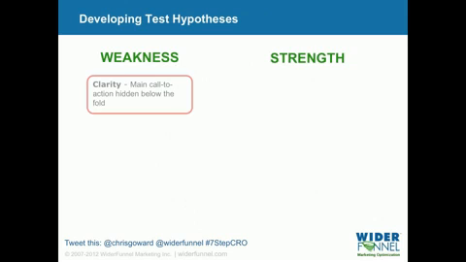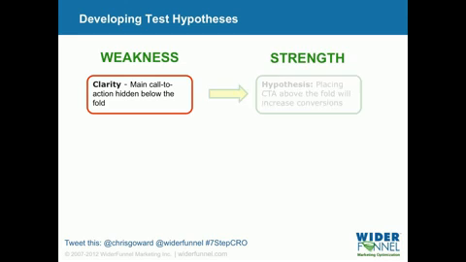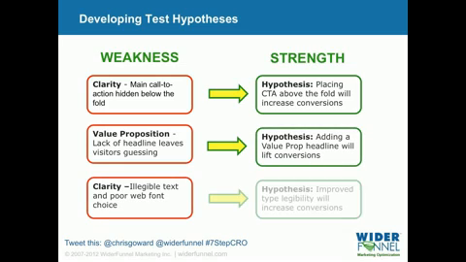So what we do is we take each of these points. So for example, if there was a clarity point where our strategists were to say that the main call to action is hidden below the fold, well, how can we flip that into a hypothesis? What we do is say, okay, placing the call to action above the fold will increase conversions, and now that is a testable hypothesis.